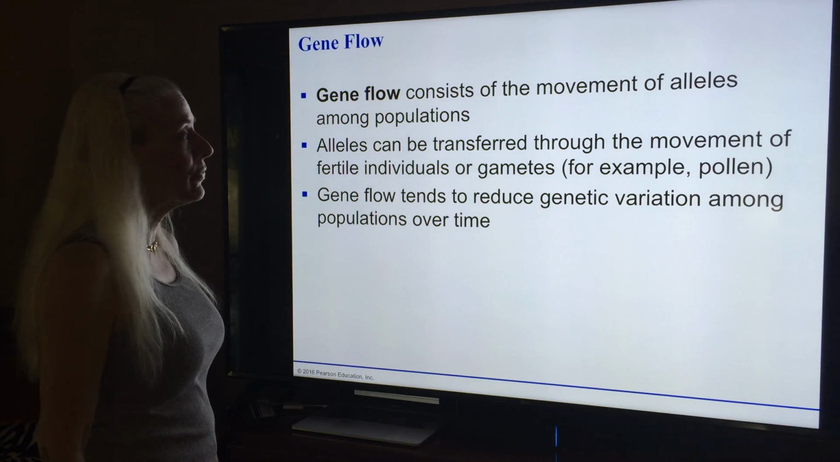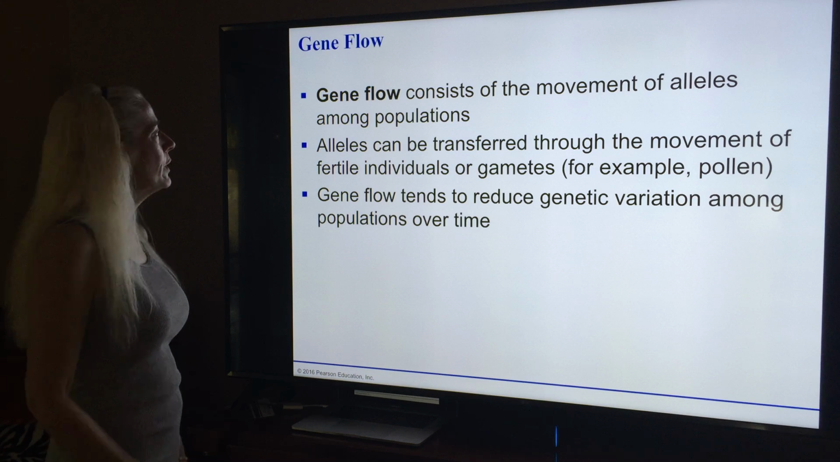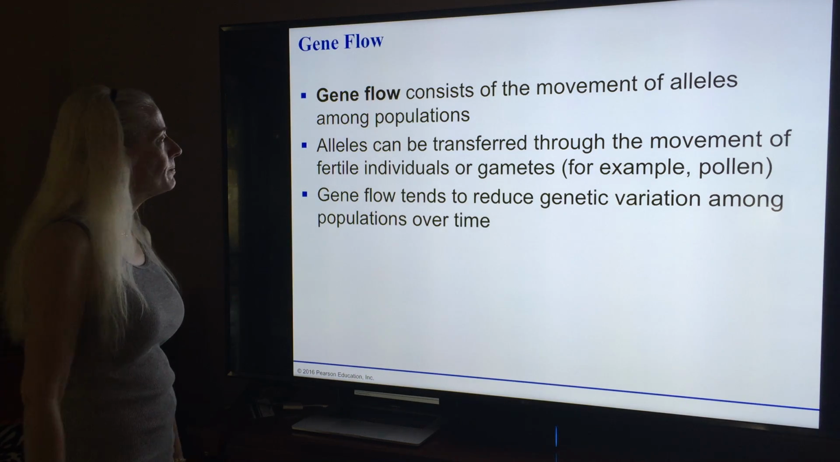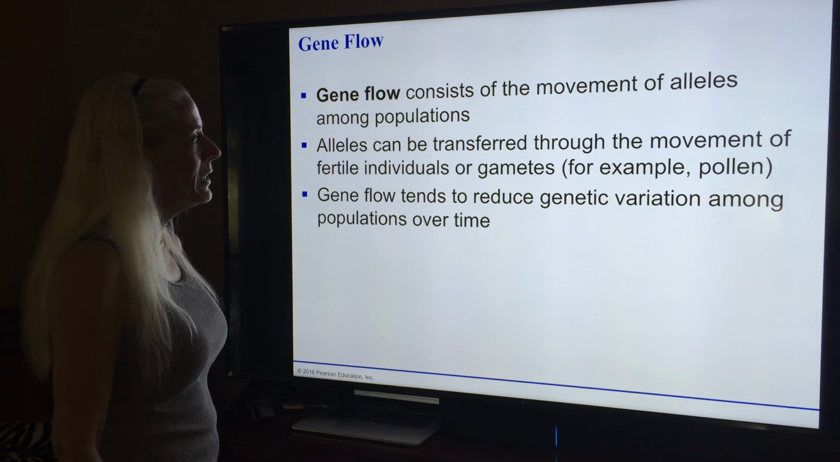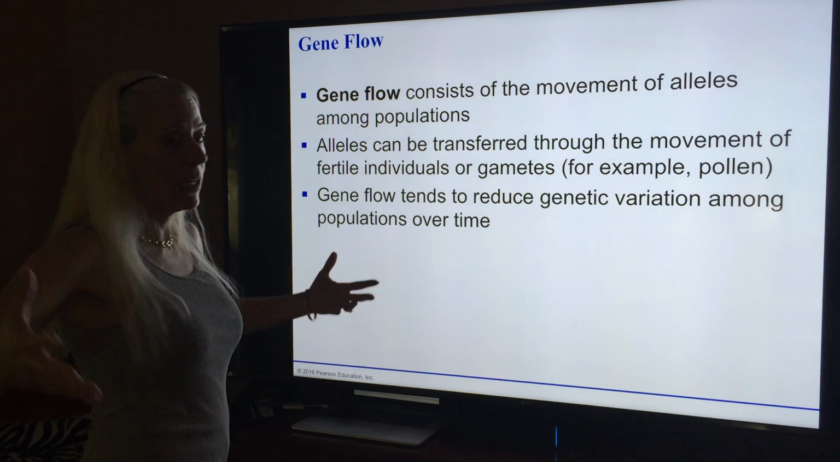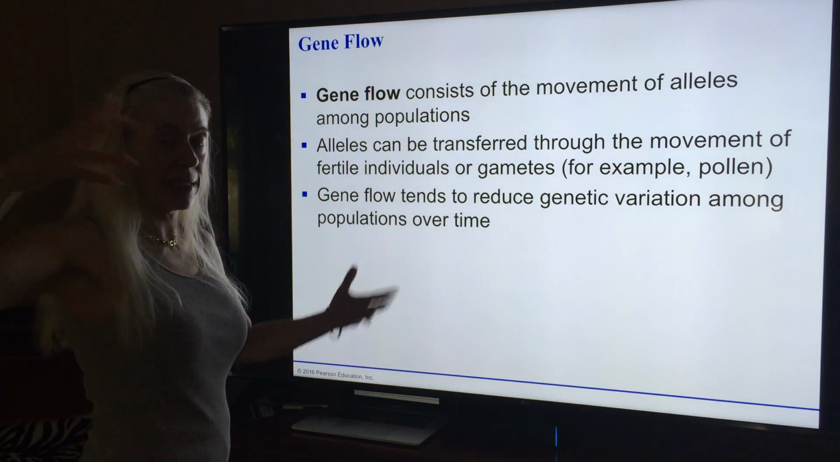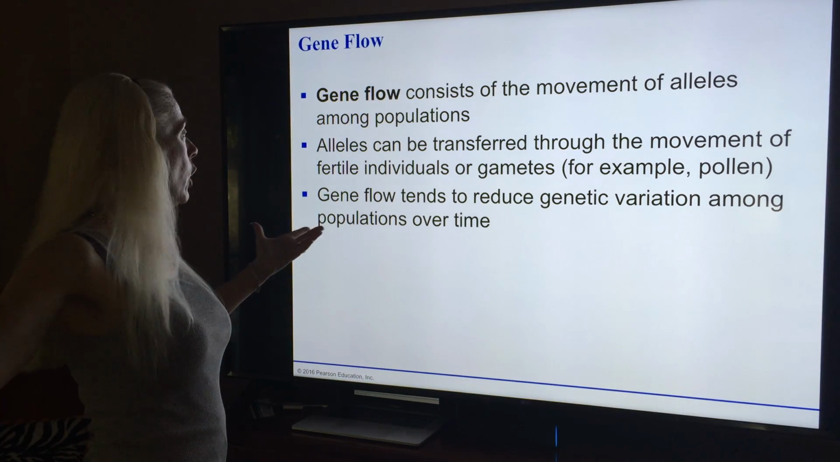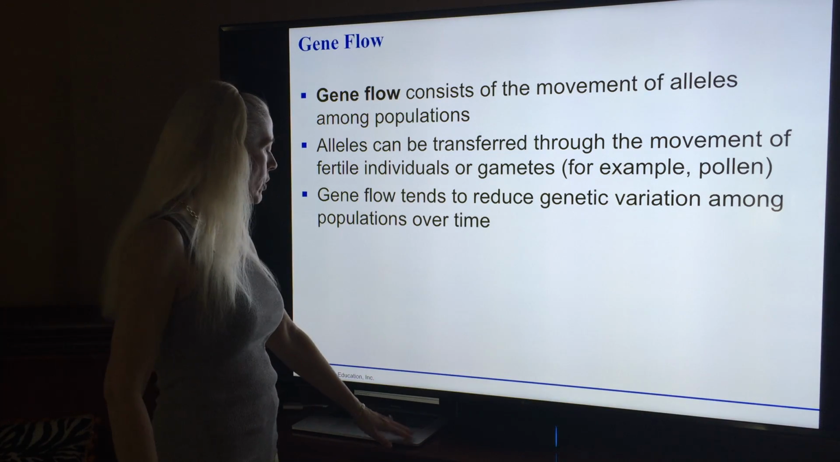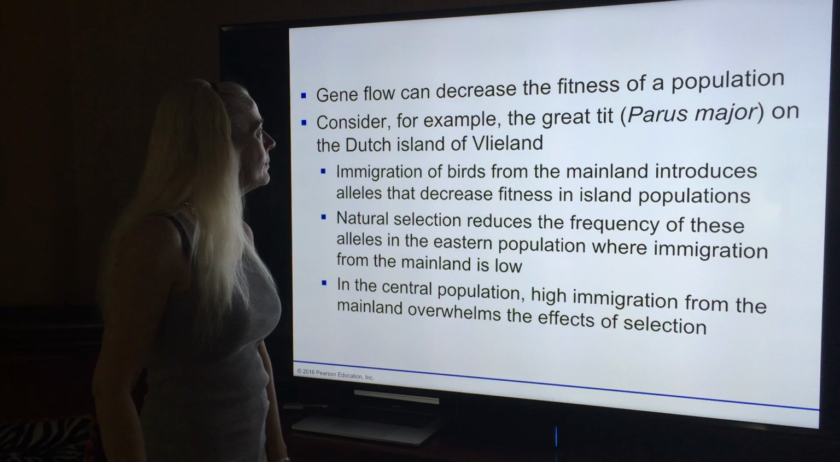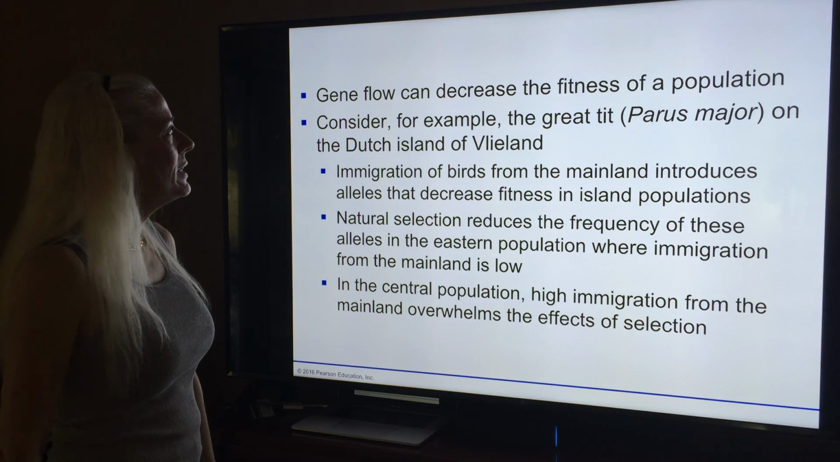So then we have gene flow. It consists of the movements of alleles among populations. They can be transferred through the movement of fertile individuals or gametes, for example, pollen drifting on the air. I mean, if it gets high enough up in the atmosphere, it can pretty much circle the globe, right? Gene flow tends to reduce genetic variation among populations over time. It can decrease the fitness of a population.